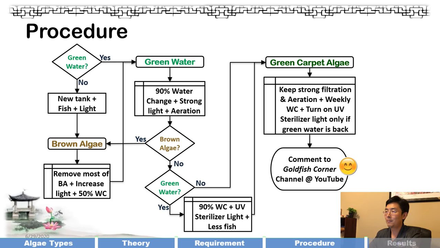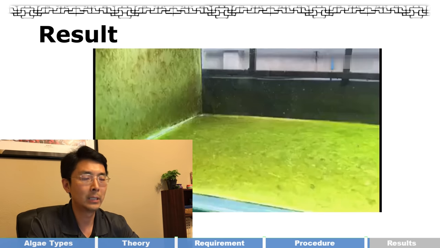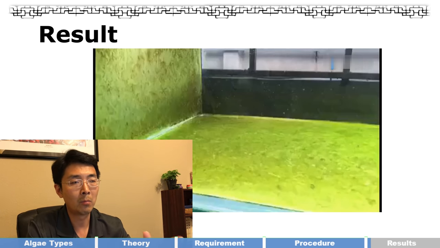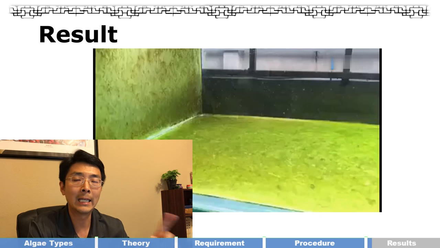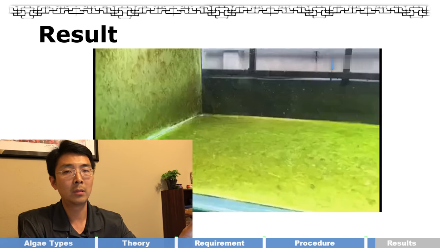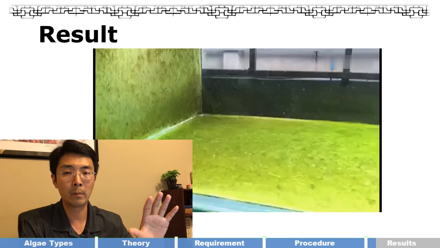So the next step, I can give you one example. This is my friend in China. This is his tank. It only took him 1 week to get a beautiful green carpet algae grow, but he has a precondition because he already had some green carpet algae seeds in his tank. He may have a different starting point. You may be starting your tank from a newly set up tank, and this example already has some green carpet algae growing on the bottom. It's just not as beautiful as expected.